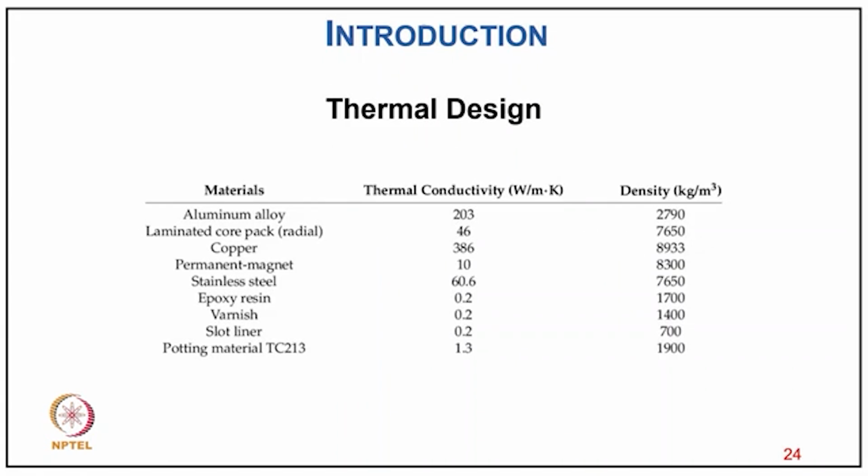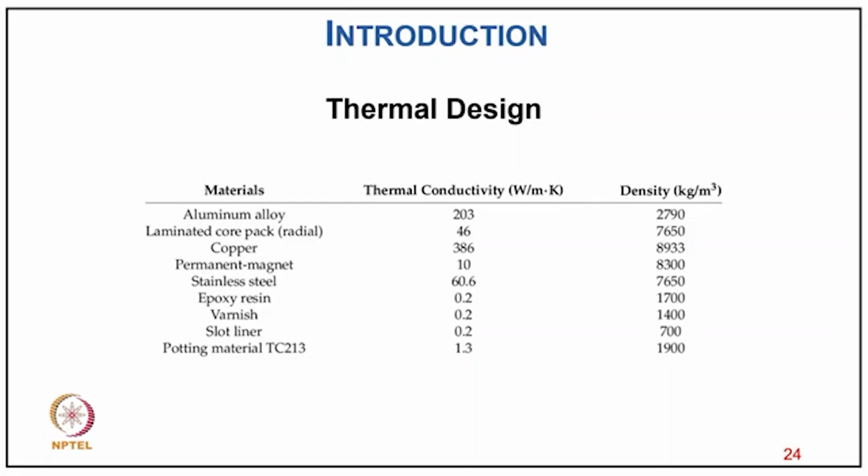You can look into how these different materials have thermal conductivity and typically the density of the material, like aluminum alloy. Then we use laminated core pack as radial, then copper, stainless steel, epoxy resin, varnish, slot liner, and potting material. So these certainly have different thermal conductivities, I mean the different parts.